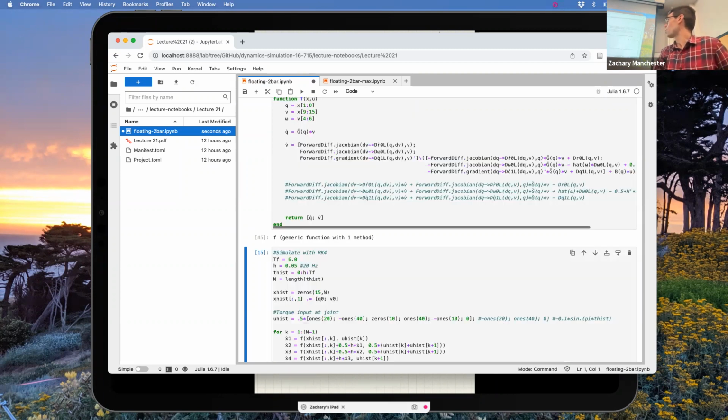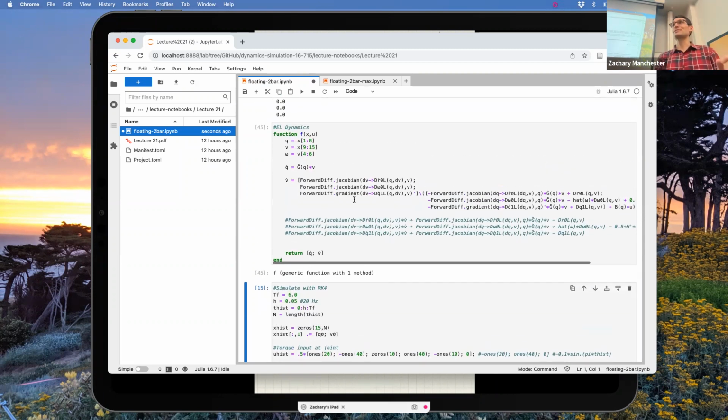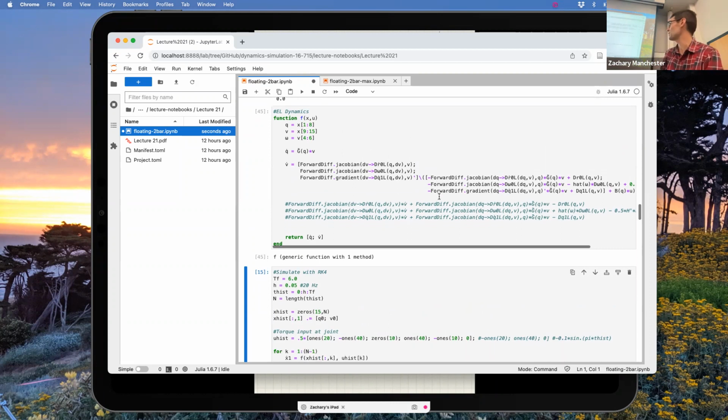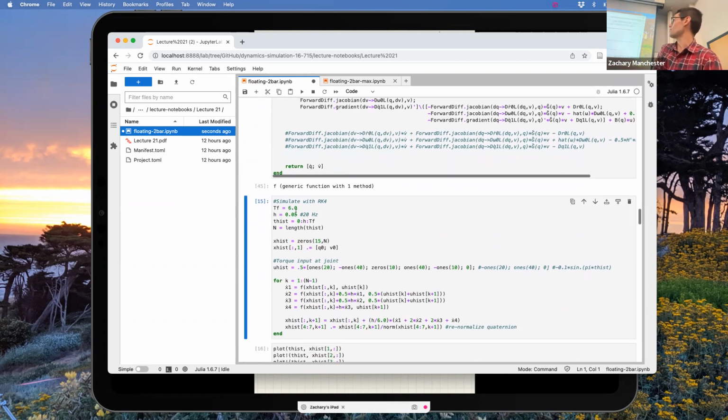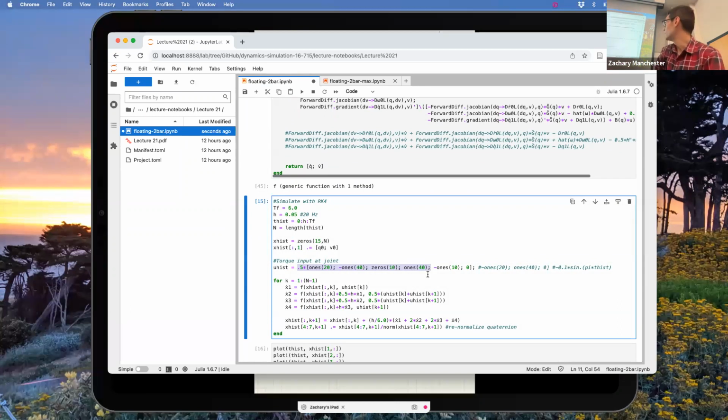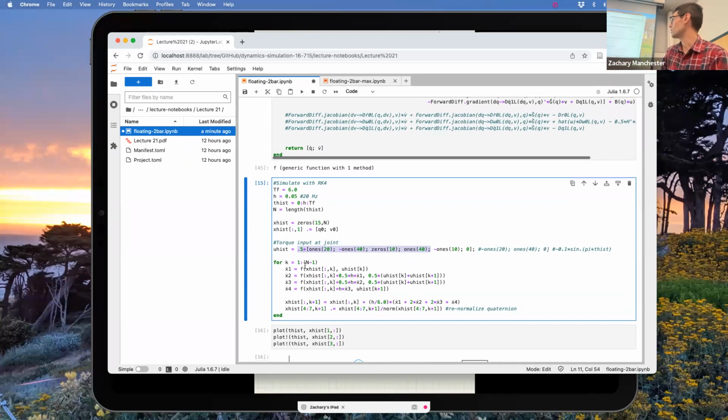Cool. Warning, this is going to be slow, extremely slow. It's because I have a ton of these ForwardDiff calls and they're nested inside each other to get second derivatives. So it's painfully slow. But this is just vanilla RK4 on those dynamics at 20 Hertz. I'm going to apply torque to the joint, which is a square wave, so it's going to just wiggle back and forth. Nothing surprising. I'm just doing vanilla RK4.